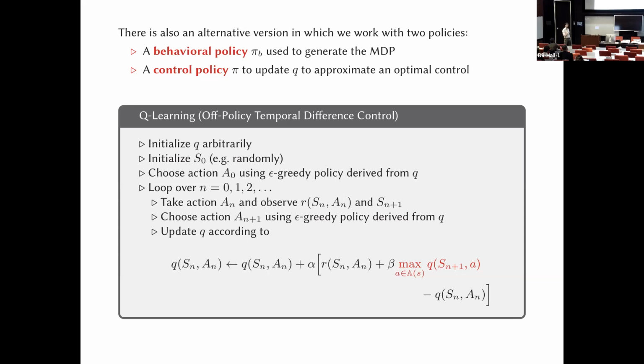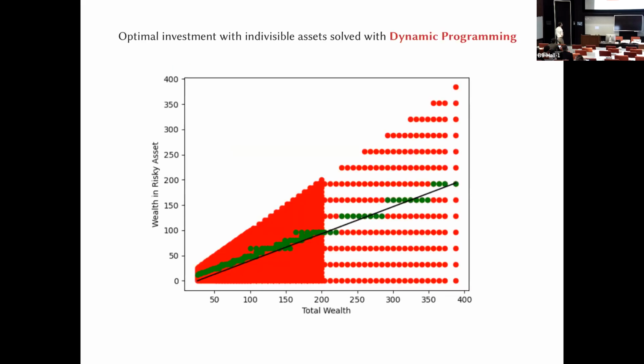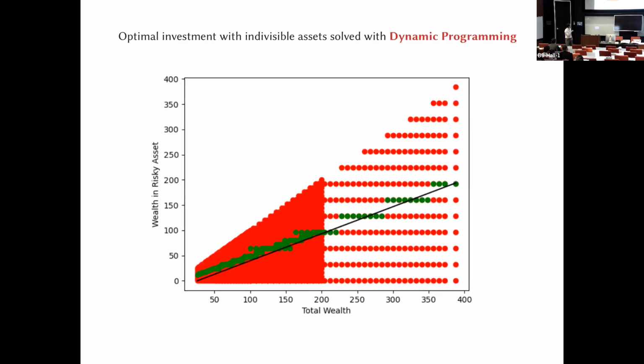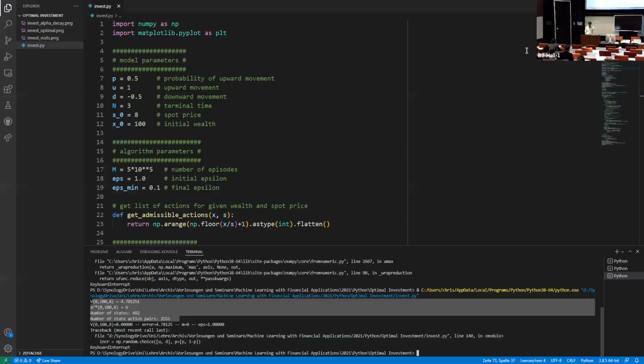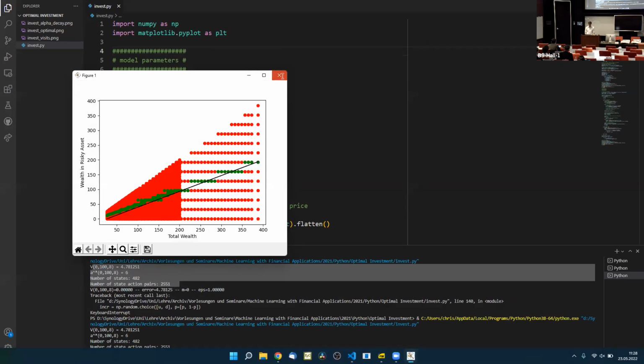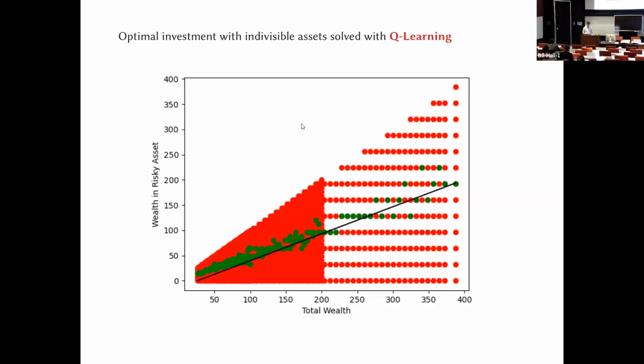Now we have a couple of minutes left, so I want to show you numerical examples. I do that once again in this indivisible asset setting. Here are the results that we had for dynamic programming. Let me run this. It takes a bit of time. While it is running, I will explain what is going on. So that's dynamic programming.